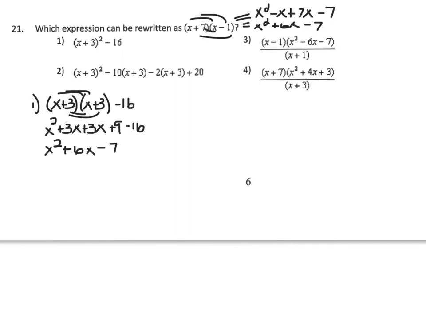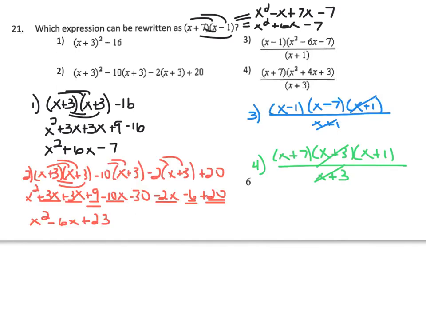Okay, so what I did here was I just double distributed this out and combined my like terms, and it left me with x squared plus 6x minus 7. Now, choice 1 says x plus 3 squared, so I wrote that twice, and I brought down the minus 16. And when I double distributed and combined my like terms, I ended up with the same exact thing. You could stop the video now if you want, but if you would like to, I can show you why the other answers don't work.